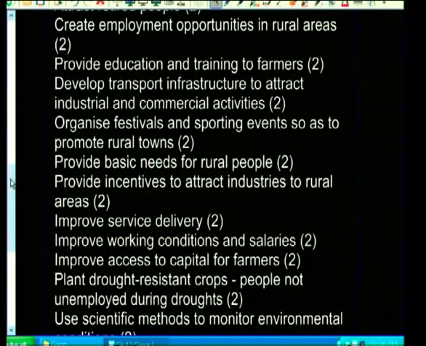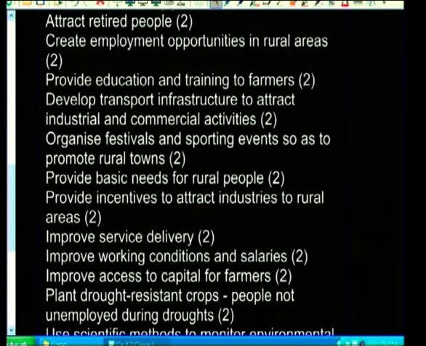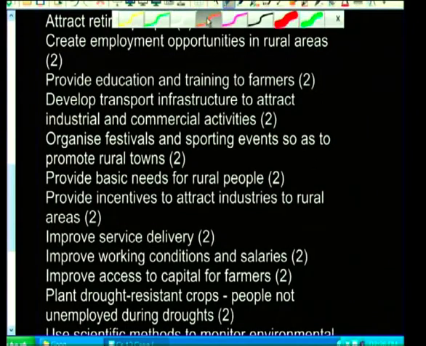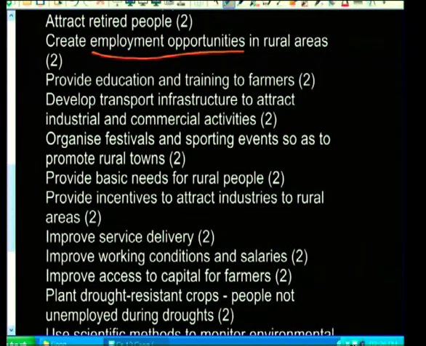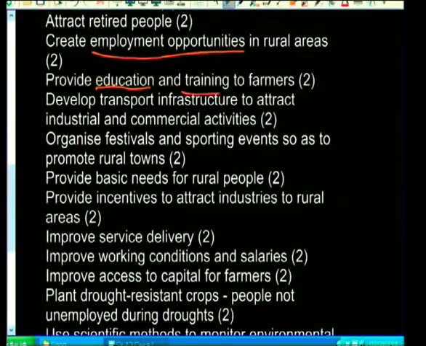Number 3, create employment opportunities in the rural areas. That's possibly one of the most important ones, is to create employment. A lot of the time, the people are leaving the rural areas because they have no money, and that leads them back into the poverty cycle, and they have no way of breaking this other than to employ them in some form or other. Provide education and training to our farmers.